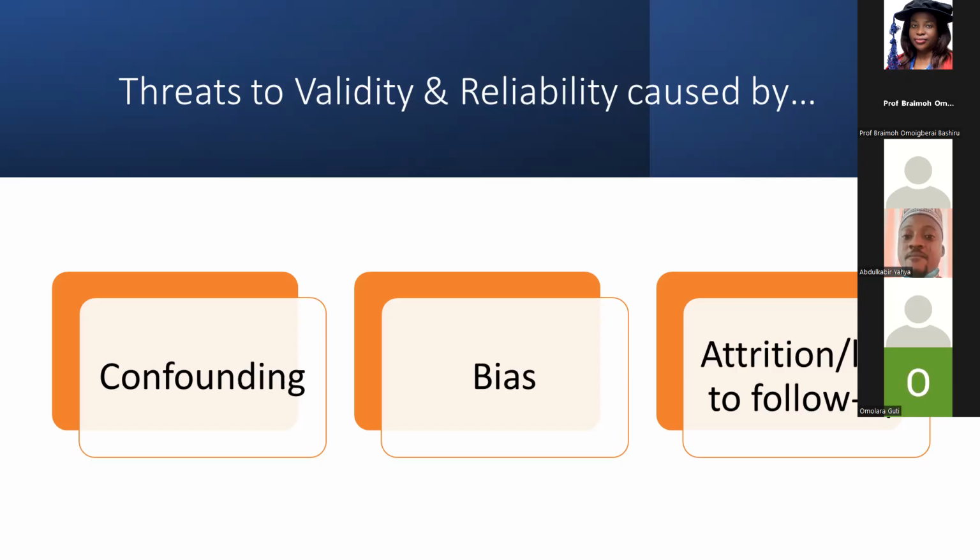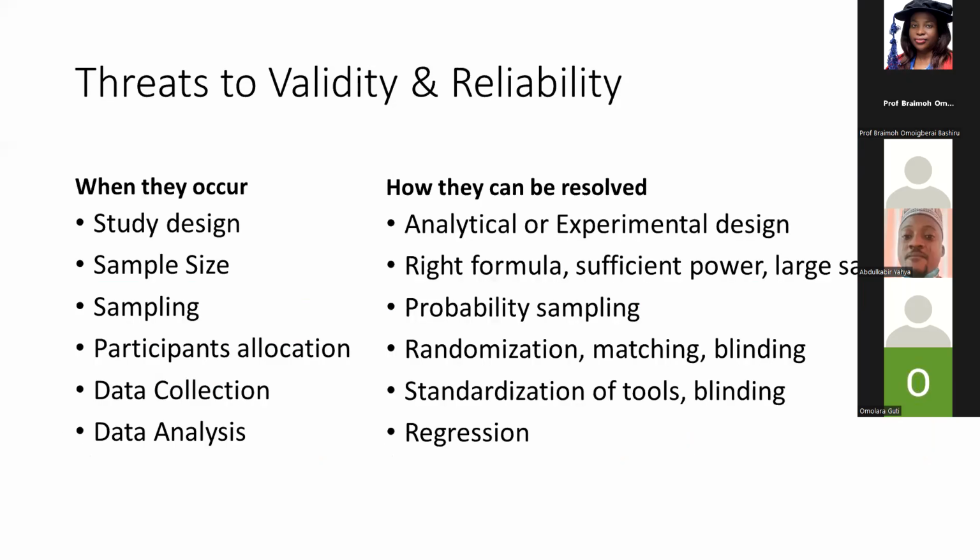Of course, and we know what loss to follow-up is. You started with a group of people, and then down the line, in a longitudinal design, a prospective design, some of them stop being involved in your study. What do you do about it? I'm going to really move very fast now because my time is ticking. Threats to validity and reliability, and I'll look at how they can be resolved.